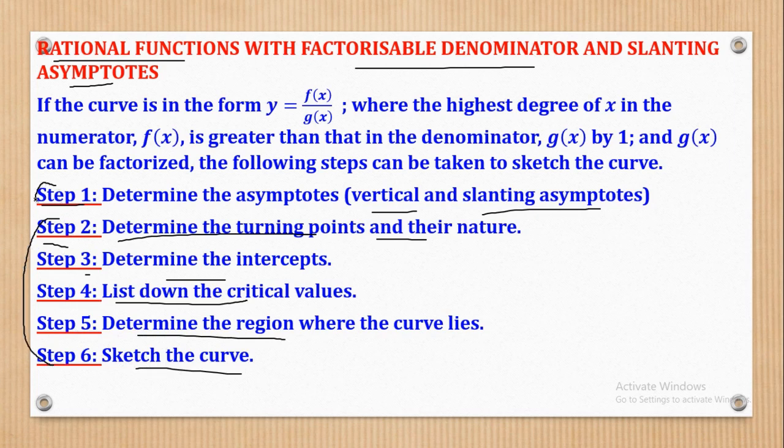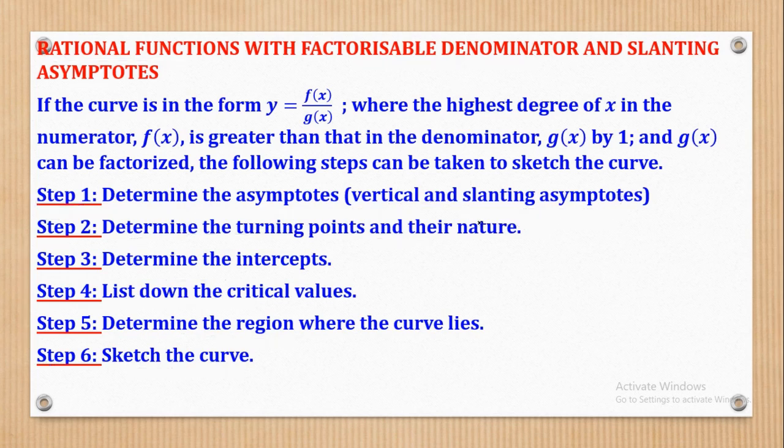The only part you are not covered with is step 1, where you have to get the slanting asymptote. Now for you to know that it is a slanting asymptote, look at the highest degree in the numerator and that in the denominator. Like I told you, if the one in the numerator is greater than that in the denominator, it implies that it has a slanting asymptote.